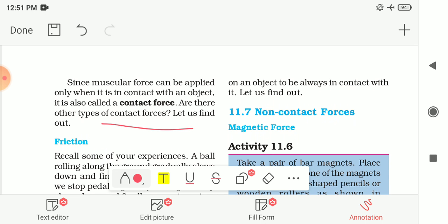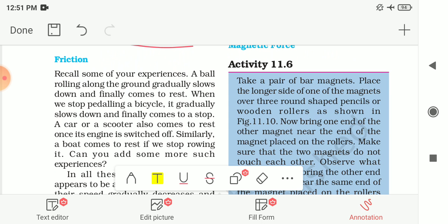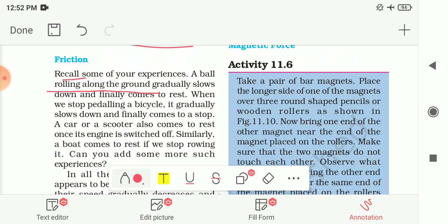Now the question is, are there other types of contact forces? Let us find out other examples of contact force. The next example of contact force is friction, or frictional force. Recall some of your experience. A ball rolling along the ground gradually slows down and finally comes to rest. If you push the ball along a level surface, after some time this ball will slow down and finally come to rest.